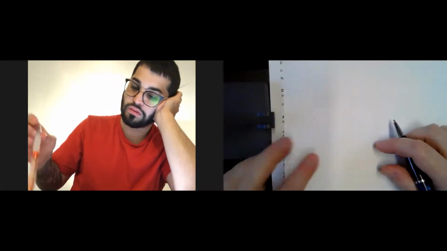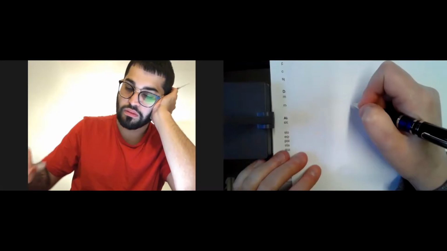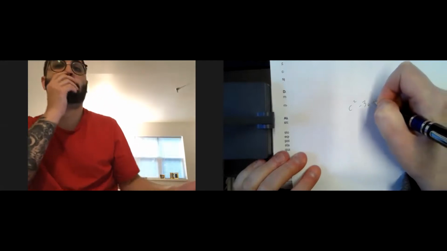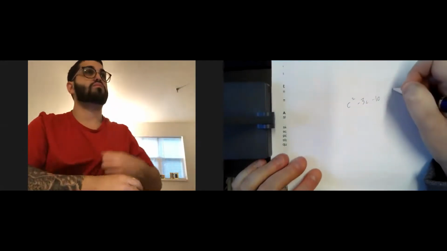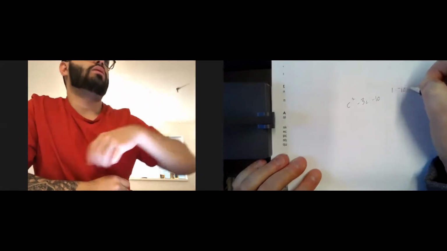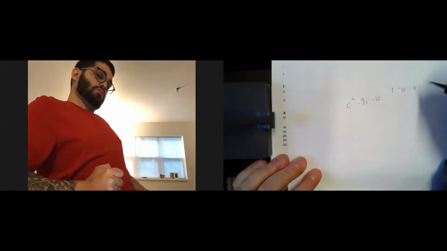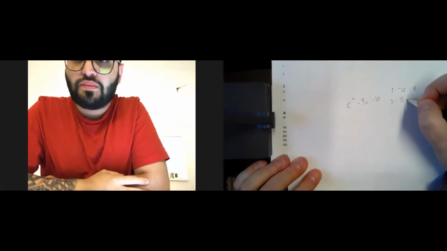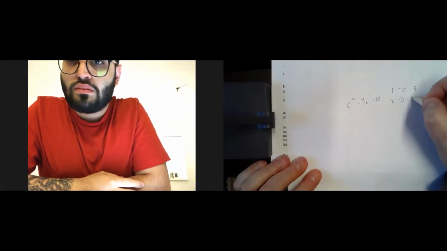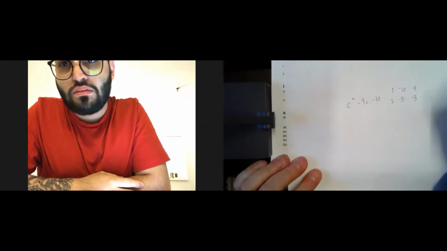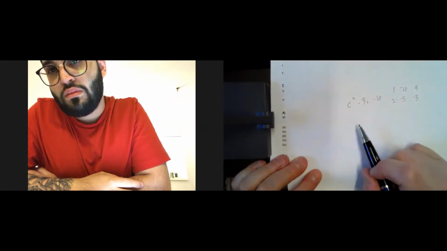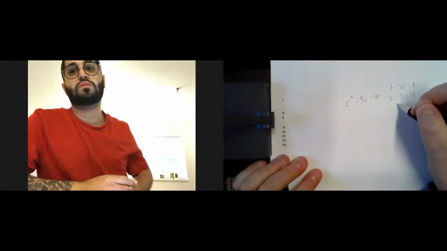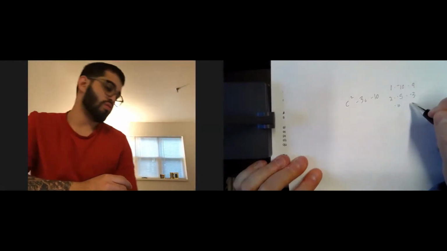So what was this one? This was c squared minus 3c minus 10. And so if we did 1 times -10, together that equals -9 if they're added up. 2 times -5 equals -10, and then -3 when added together. And so that's going to be it, because 2 times -5 is -10, and then -3 when added together.